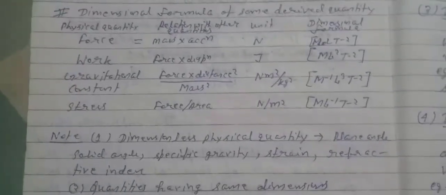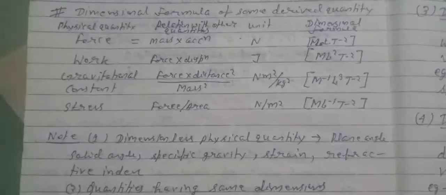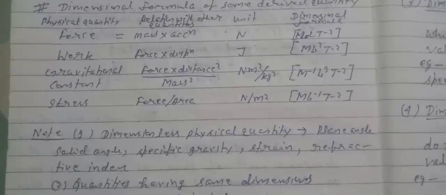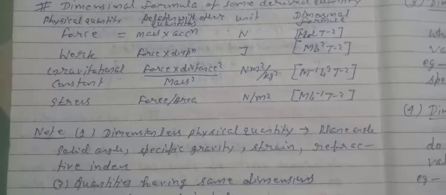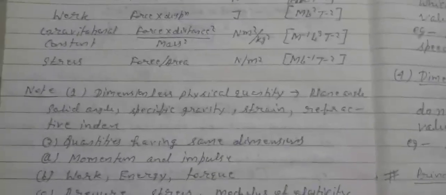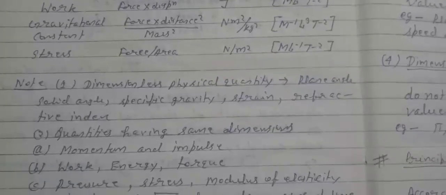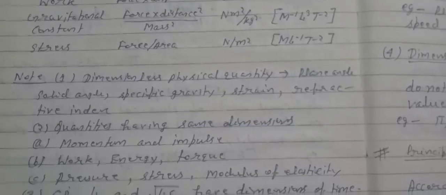Gravitational constant, G equals force into distance square by mass square, unit Newton meter square by kilogram square, dimensional formula M^-1 L^3 T^-2. Stress, force by area, unit Newton per meter square, and dimensional formula M into L^-1 T^-2.